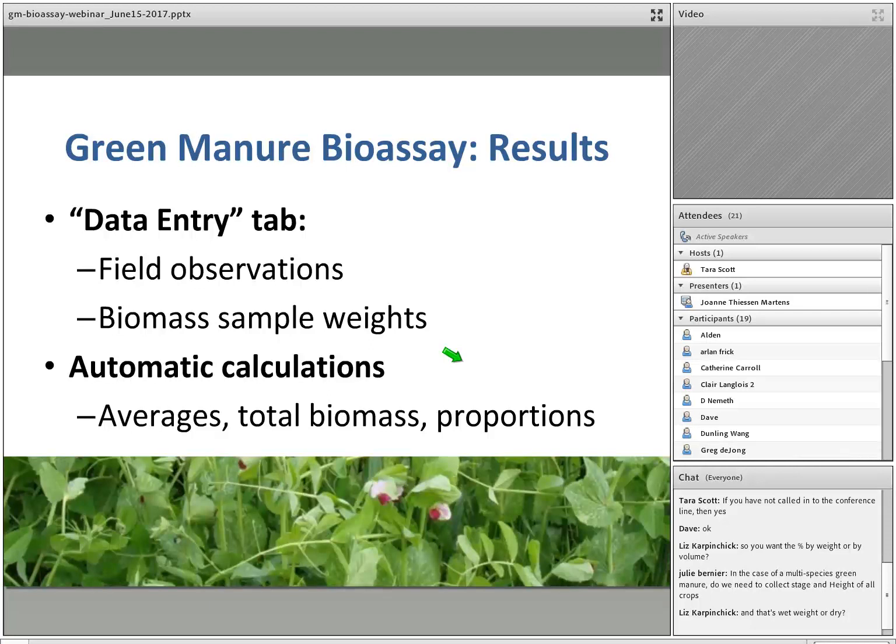So once you have dried and weighed all those samples, then you have some results to deal with. In that Excel spreadsheet, there's a tab called Data Entry, and there you can enter all the field observations you took, the crop heights and the percent weeds, legume, non-legume, all of that, as well as the biomass sample weight that you obtained by weighing those samples. And then it helps you out with the math, and it does a whole bunch of automatic calculations with the averages, calculating the total biomass and the proportions of each component.